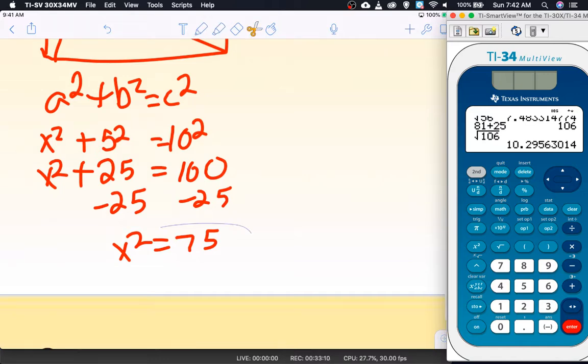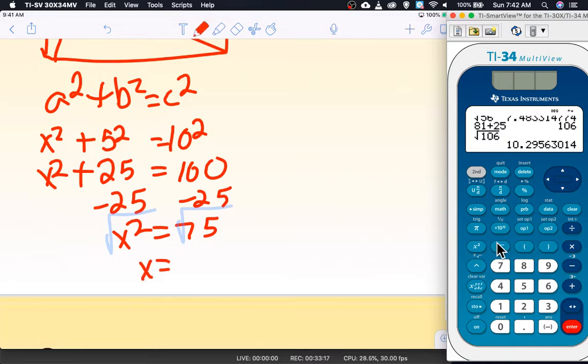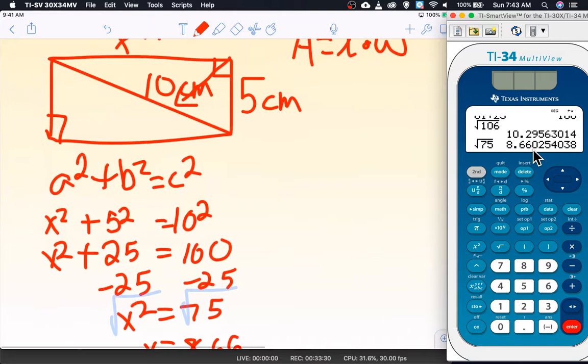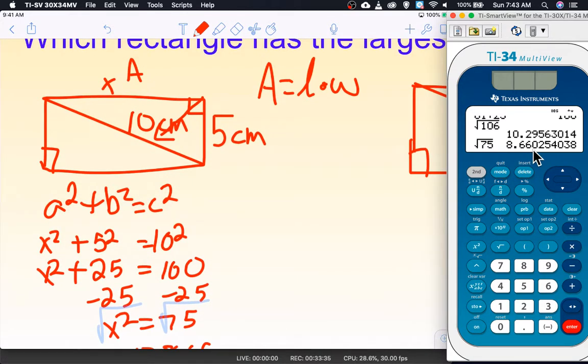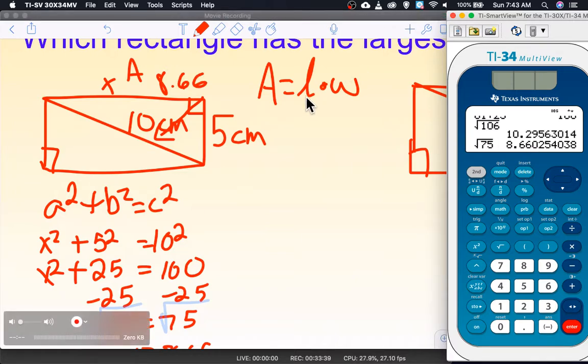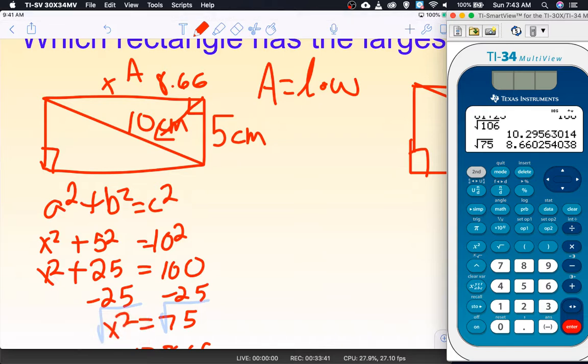I'm going to square root both sides, and x equals, square root of 75 is 8.66, and I'm going to round it there. I like stopping at my hundredths place, so I would round to the hundredths. So we did not get a nice pretty answer. Okay, so this side is 8.66 centimeters long. Now I can use that to find my area.